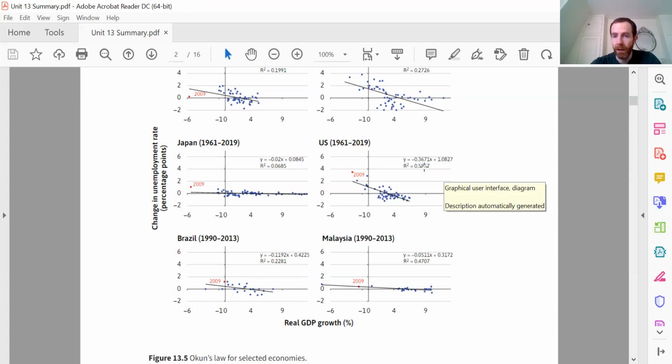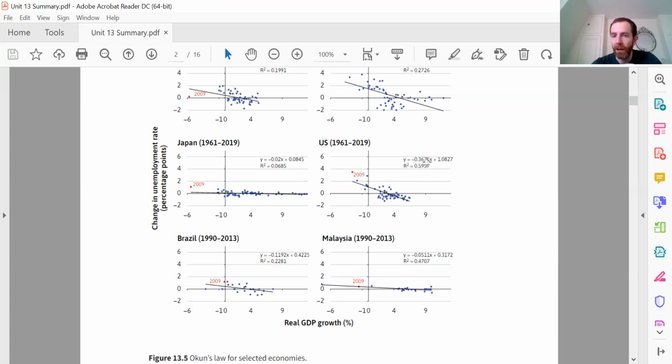Now let's bring in this second part. Let's imagine, what if we let X, the GDP growth, be equal to one? What it's going to do is tell us that the change in the unemployment rate would be that 1.08, but now minus one times 0.3671. So the change in unemployment rate would still be positive. You still get an increase, but it would be less than when GDP growth was zero. And then if we allow GDP growth to go to two, the change in unemployment rate is going to be minus 0.3671 times two plus 1.0827.